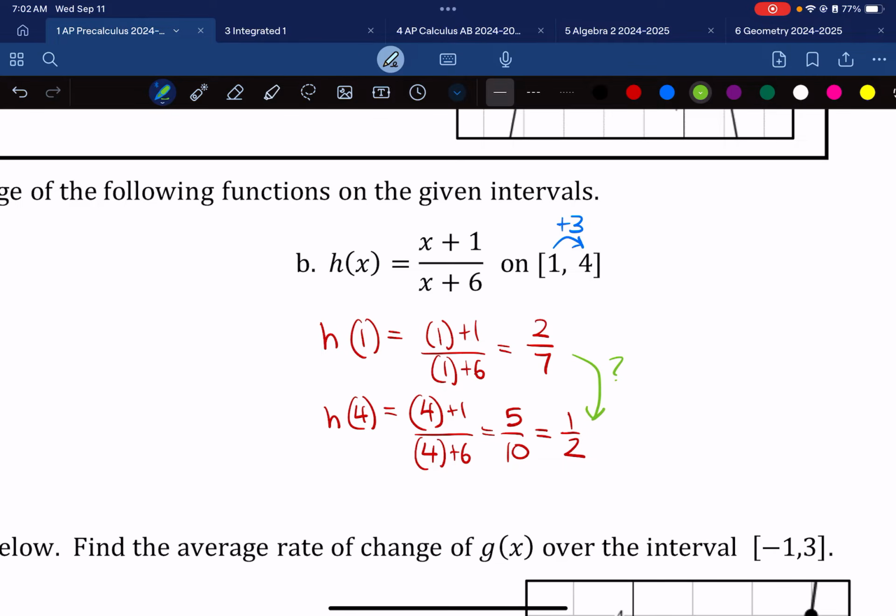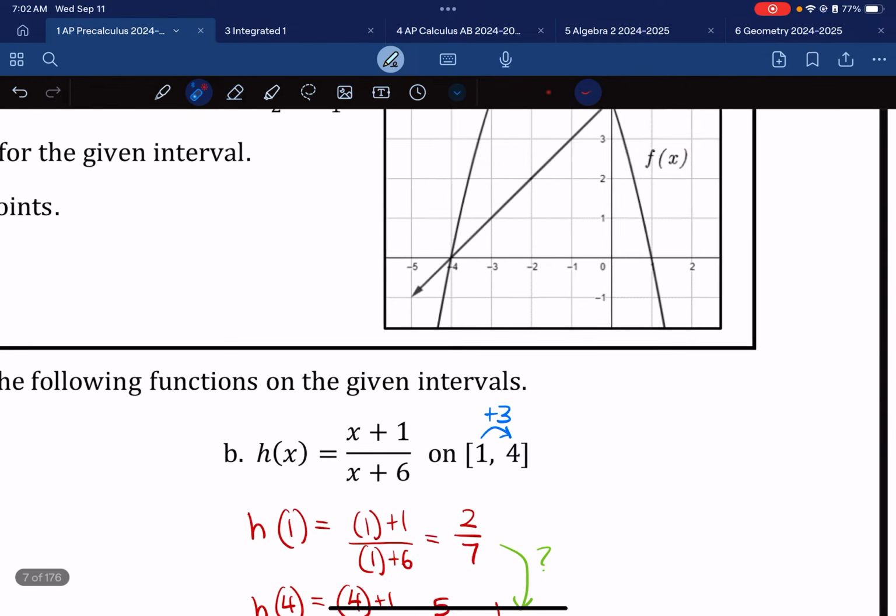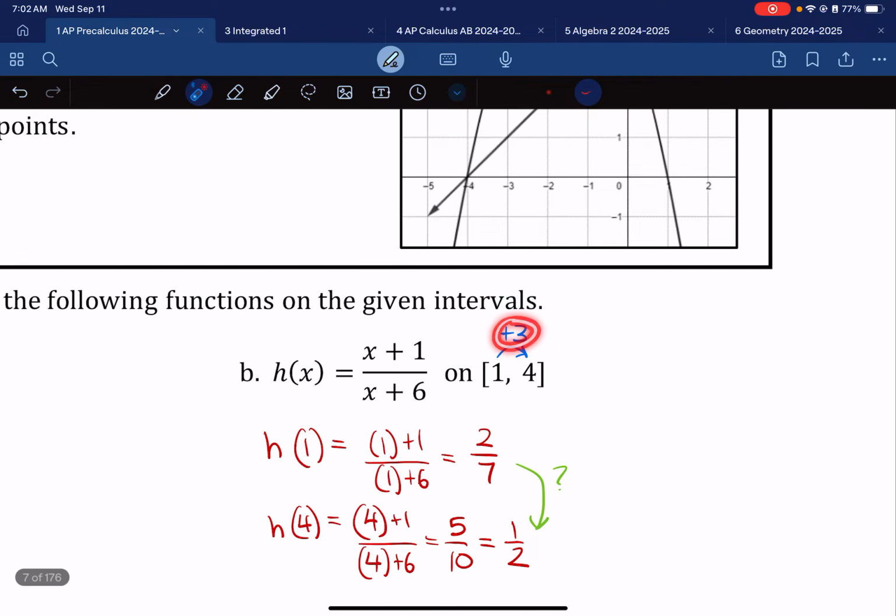So this is where that old formula up here is going to be very helpful, and you have to make sure that we do it in the right order. Really what I was doing to get 3 was I was doing 4 minus 1. So you do the right minus the left. So I need to do the right minus the left in order to find the change from 2/7 to 1/2. So I'm going to say, what is 1/2 minus 2/7?